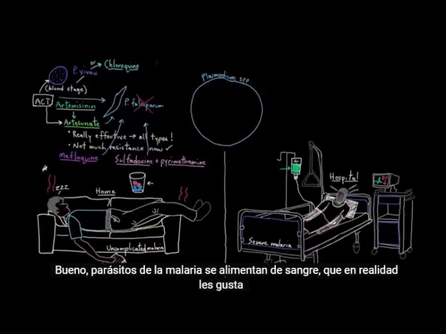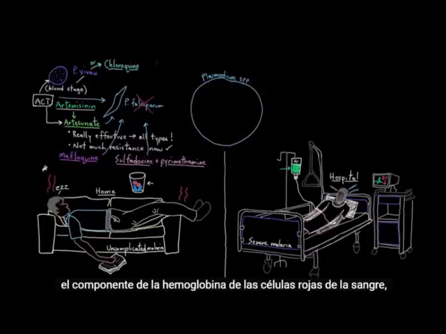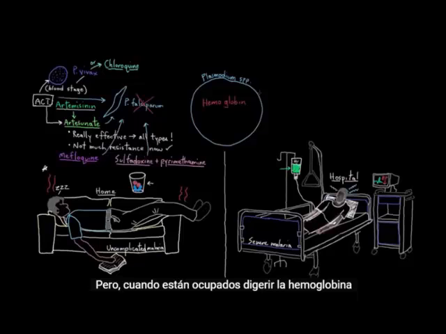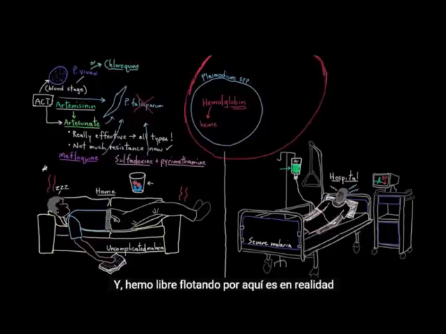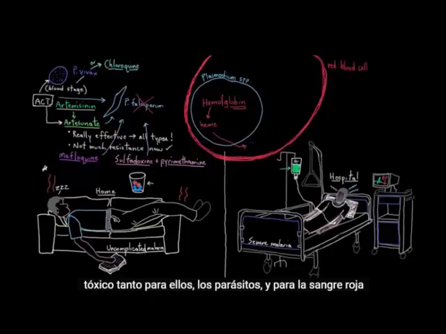Well, malaria parasites feed on blood. They actually like the hemoglobin component of red blood cells. That's why they have such a blast in our bloodstream. But when they're busy digesting the hemoglobin from a red blood cell, they release the heme part of the hemoglobin molecule, right? So it's just kind of floating around because they don't want to eat it. They just eat the globin part. And free heme floating around here is actually toxic to both them, the parasites, and to the red blood cell that they're hanging around in.